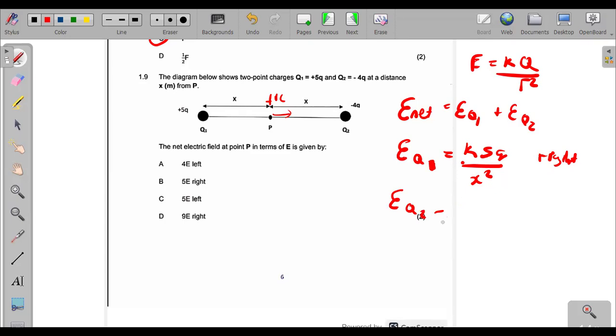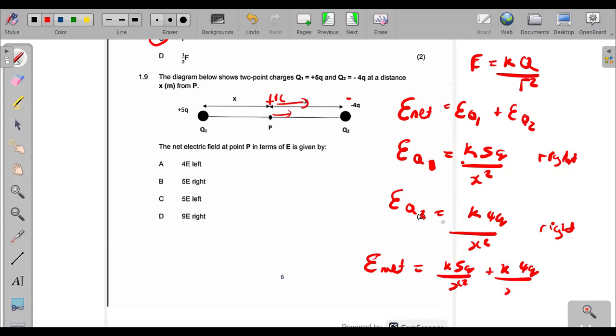Let's go to EQ2. So EQ2 is again equal to K multiplied by 4Q over X squared. Now, considering that this is negative and this is positive, it therefore means P will be attracted towards Q2. So EQ2 is acting to the right. That's its direction. Meaning to say, when we are now calculating, E net shall be equal to EQ1 plus EQ2, which is K 5Q over X squared plus K 4Q over X squared. These are like variables, they can be added.